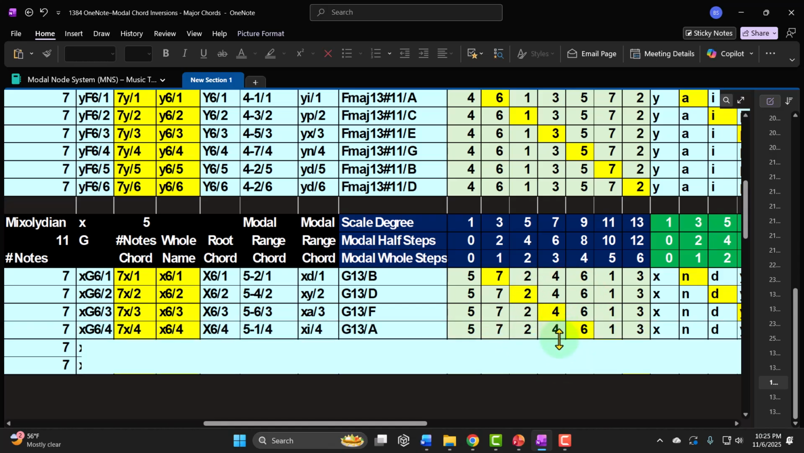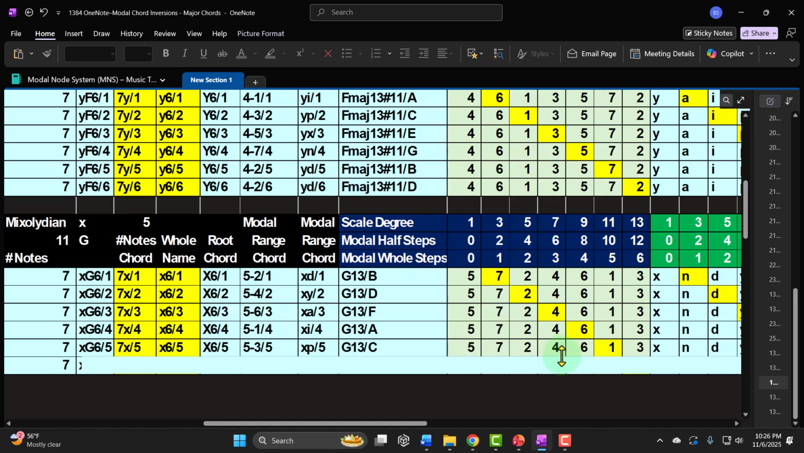Then we've got a fourth inversion, G13/A, would better be 7x/4 or x6/4, which would be a 7-note Mixolydian fourth inversion, or Mixolydian 6 modal whole step fourth inversion, meaning go 4 modal whole steps up from the tonic of Mixolydian, which would get you to the Aeolian, making it the lowest note of it for the fourth inversion there.